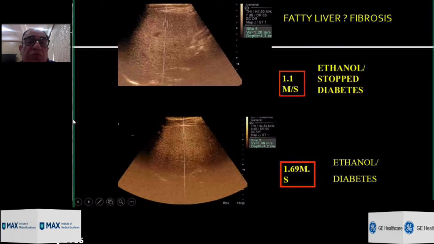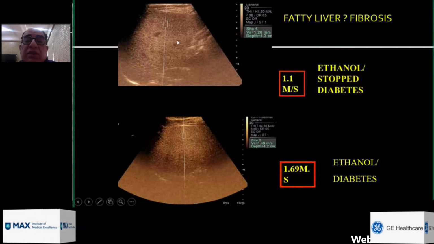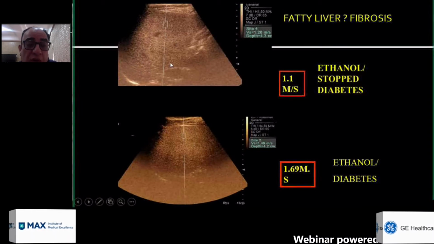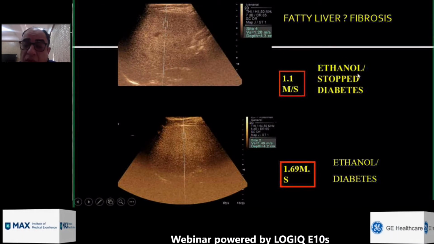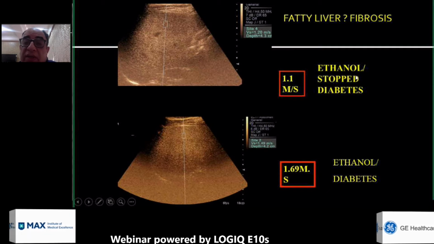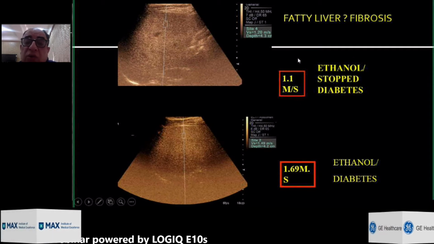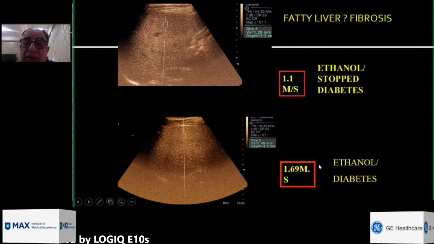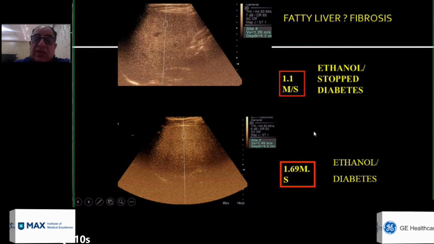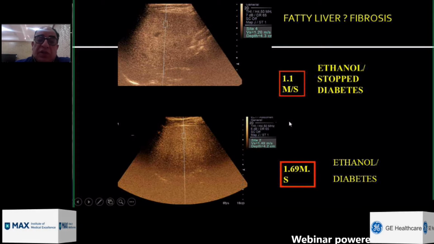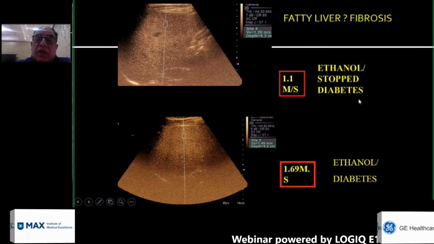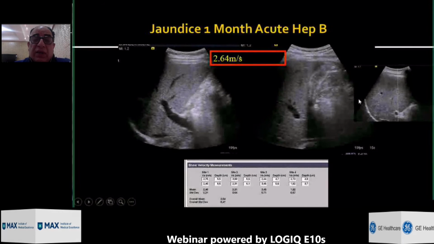We spoke about fatty liver and lifestyle disorders. These are actually two brothers who come for regular screening. Both have ethanol abuse and diabetes. One has stopped, and you can see his values are low, and the other one is continuing, 1.69. So as the previous speaker alluded, once you give a value to the patient in comparison here, they are quite responsive to this kind of information.